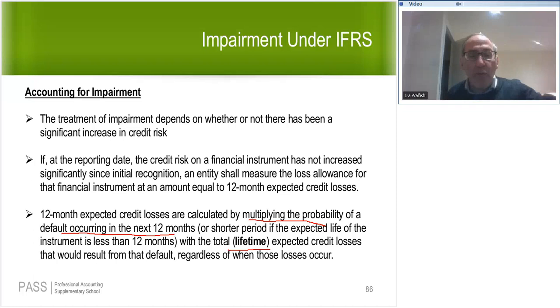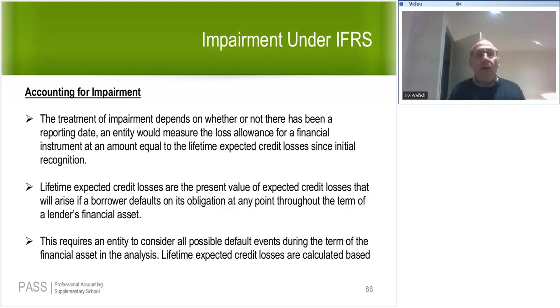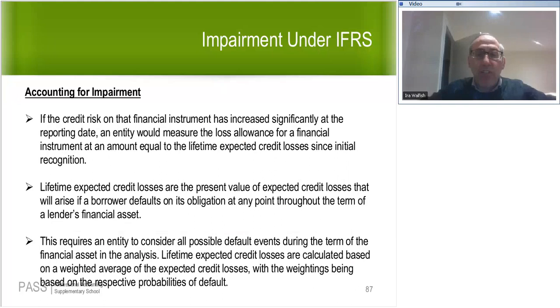Now, what happens if the credit risk on a financial instrument increases significantly at the next reporting date? In that situation, the entity would measure the loss allowance for a financial instrument at an amount equal to the lifetime expected credit loss since initial recognition. Lifetime credit losses are the present value of the expected amount you're going to lose that will arise if the borrower defaults on his obligation at any point throughout the term of the lender's financial asset. So this requires an entity to consider all possible default events over the whole term of the asset.